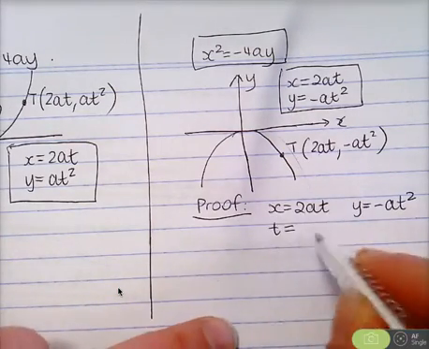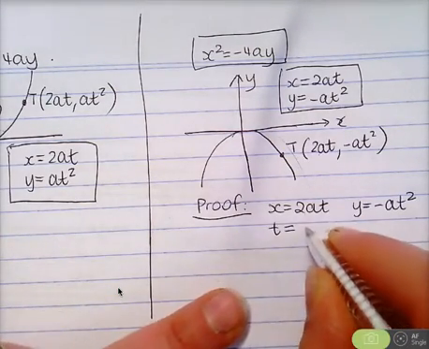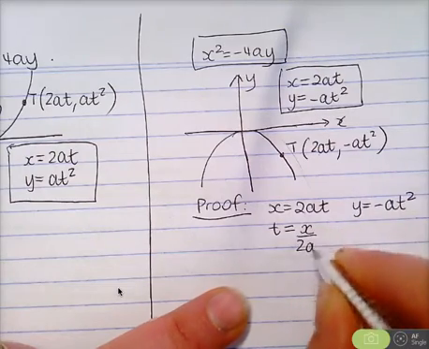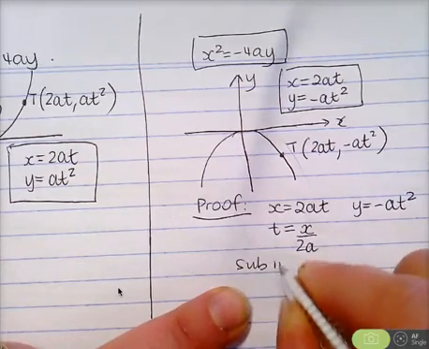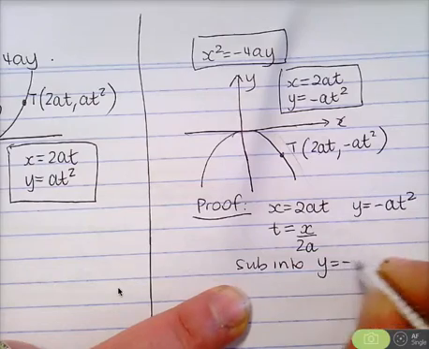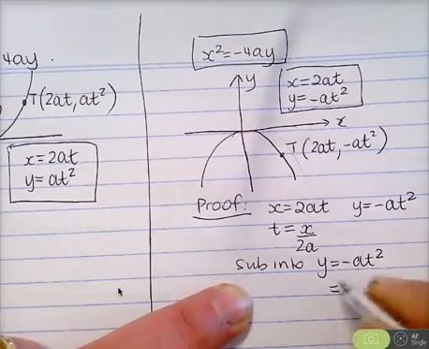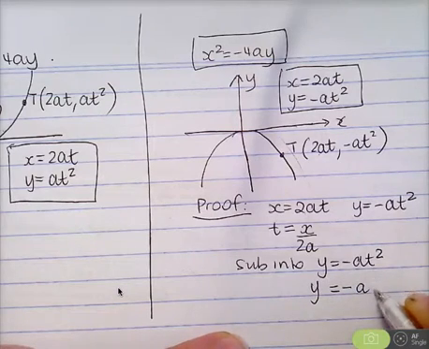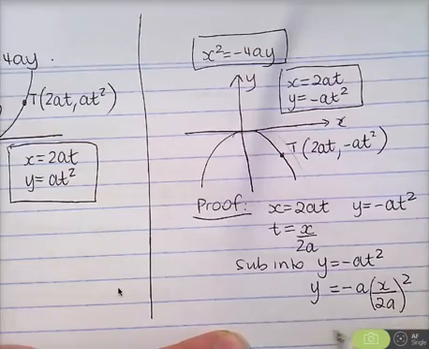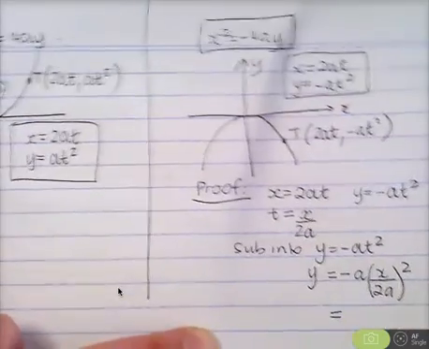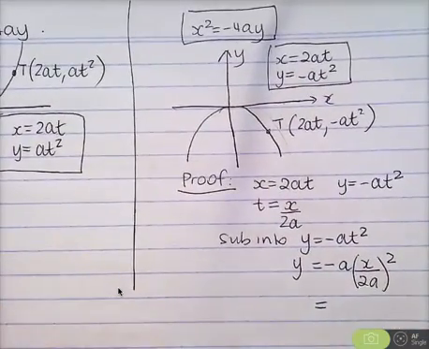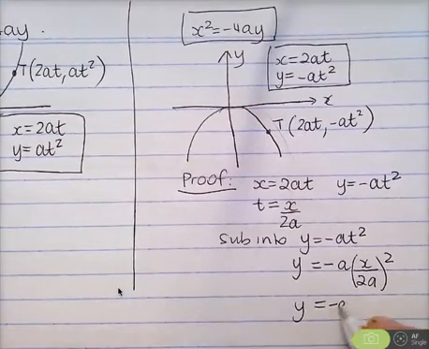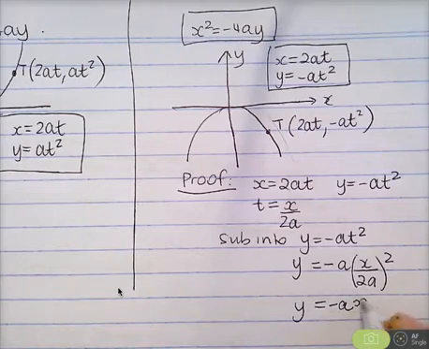So if x is 2at, what's t? x on 2a. I'm going to sub into y is negative at squared. And what do I get? y is negative a times x over 2a squared. Next time I won't go through those sheets. It's better if I write. y is negative a. What do I get now? x.